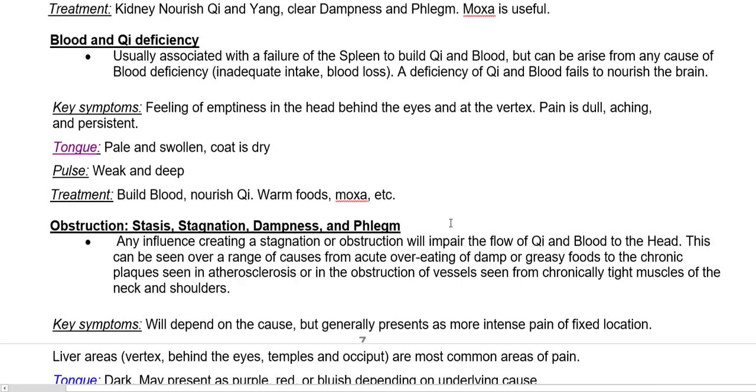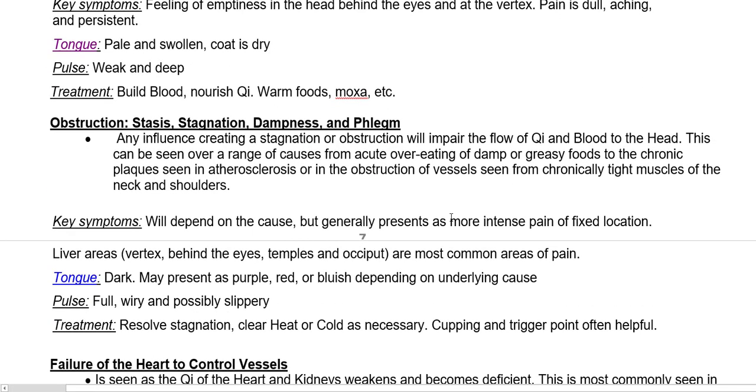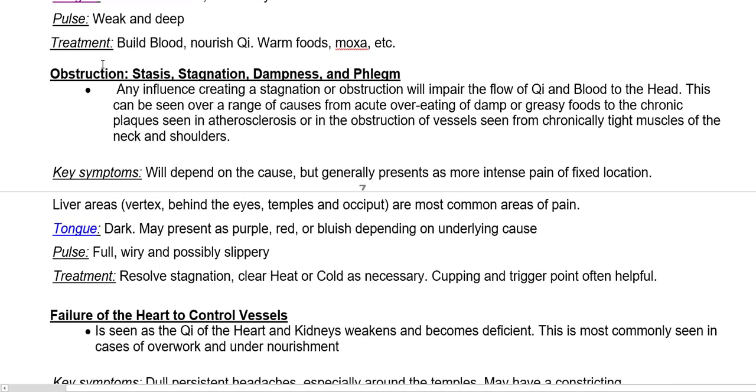All right, let's look at obstruction, stasis, stagnation, dampness, and phlegm. We could just say, oh, as we did, obstruction. These are the things that cause obstruction. Any influence creating stagnation or obstruction will impair the flow of Qi and blood to the head. A lot of headaches, that's what we're dealing with.